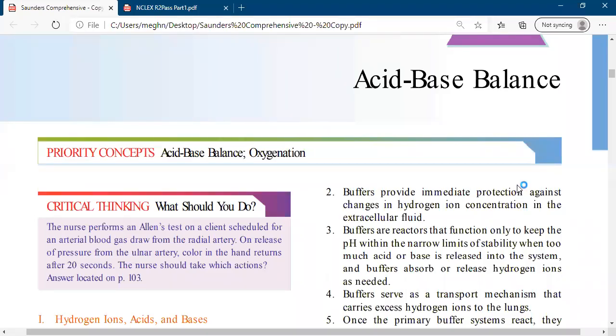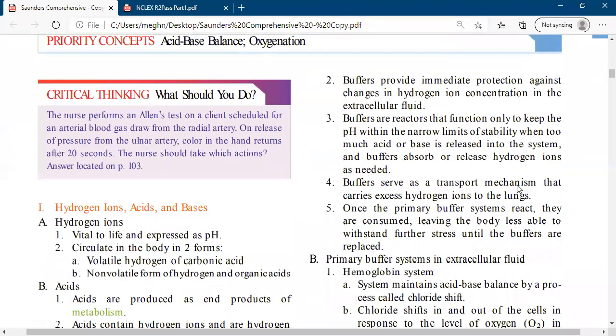I said this acid and base balance. So acid is the hydrogen ion concentration, and acid is also the end product of metabolism. The liver is the main organ in the body where metabolism takes place. What is metabolism? Metabolism is a chemical reaction. By the chemical reaction, the body can produce energy as ATP.